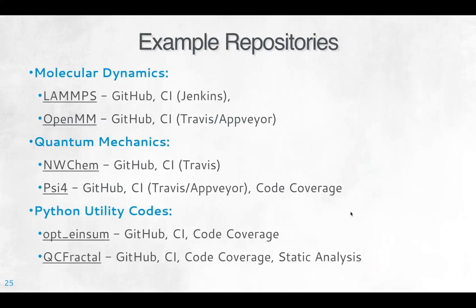So in the molecular dynamics regime, there's LAMMPS and OpenMM. And you can see that both of these codes are on GitHub. They employ CI through various means, depending on their builds and requirements. For quantum mechanics, there's NWChem and Psi4. Again, they have GitHub and CI and code coverage.